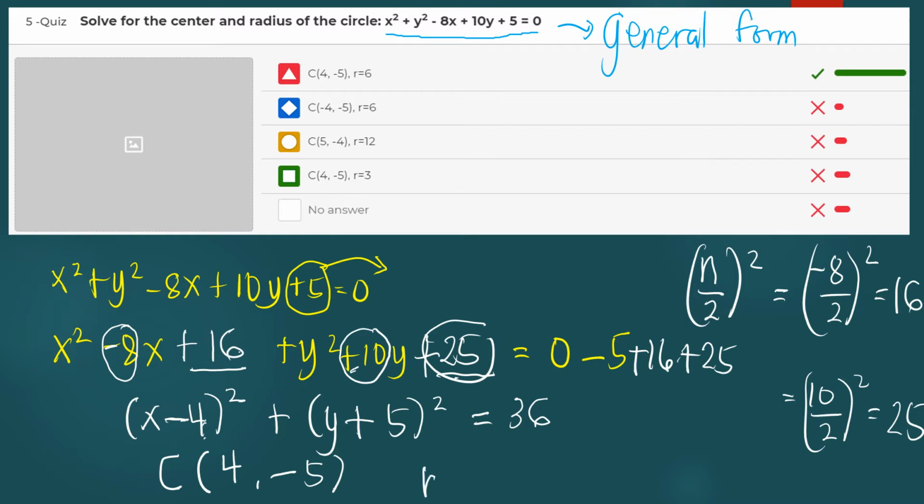And then for the radius, we know that in the standard form the right side, this one, is equivalent to r squared. So, if it is r squared, of course, to find the value of r, we get the square root. When we take the square root of a number, the result is positive and negative. But since we are dealing here with length, we have no negative length in this case. So, we will just get the positive value, which is 6. So, we have 4, negative 5, and the radius is 6. So, the correct answer is the first one, which is this. Okay, so many of you got the correct answer on this item.